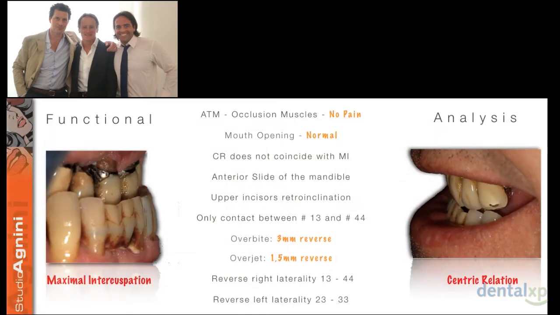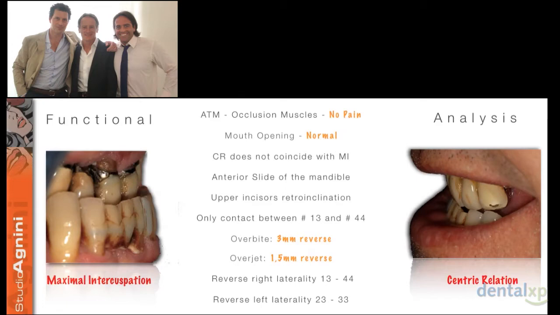And as I was saying, also important apart from collecting this information, we have to add functional information. So we have to evaluate our patient in maximal intercuspation, and we have to evaluate our patient in centric relation, because we have to see if we have the possibility to reestablish a correct occlusion for this patient.